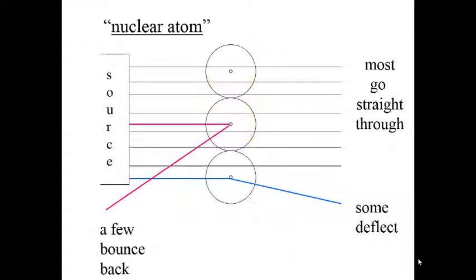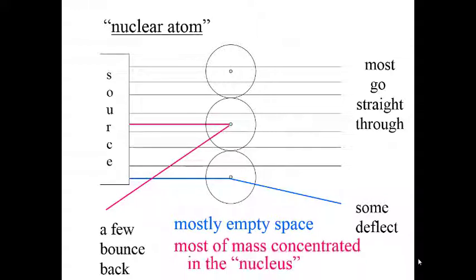Rutherford proposed what we now call the nuclear atom. Most of the atom was empty space. That is why most of the alpha particles went straight through. Most of the mass is concentrated in the nucleus, giving the atom a hard, dense part off which the alpha particles could bounce. The results of Rutherford's experiment necessitated a change in the model of the atom.